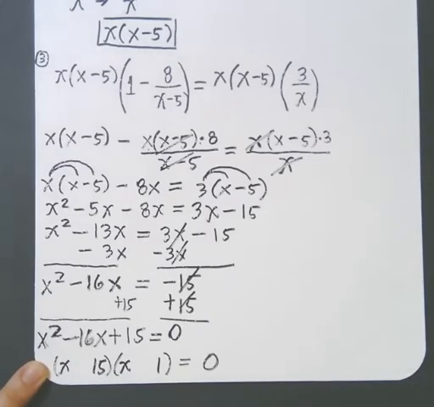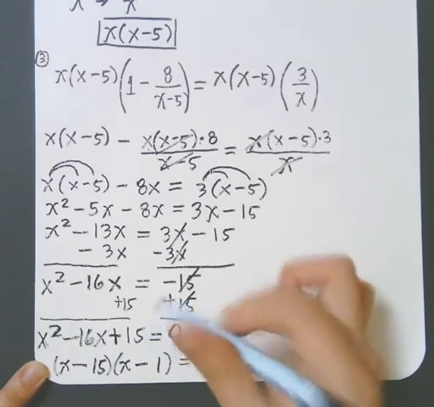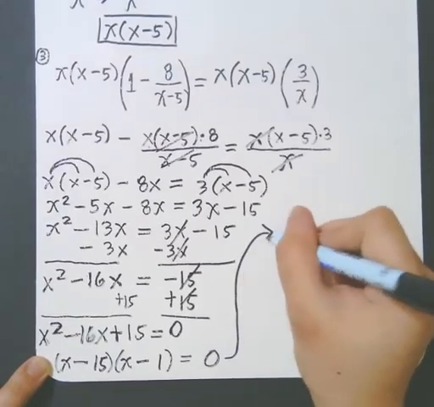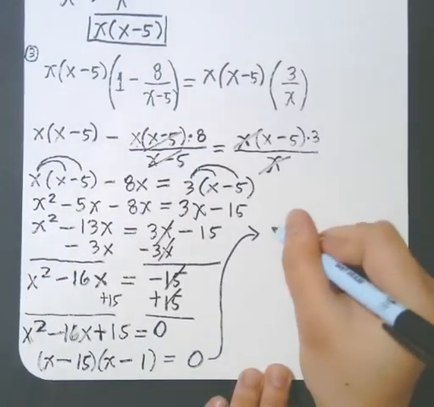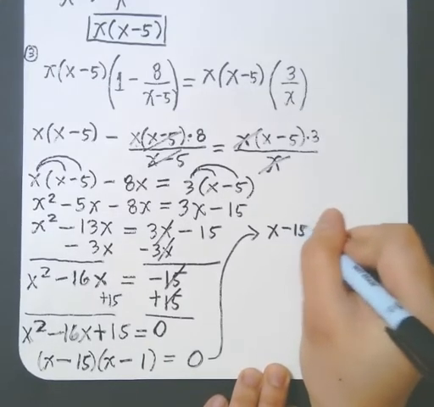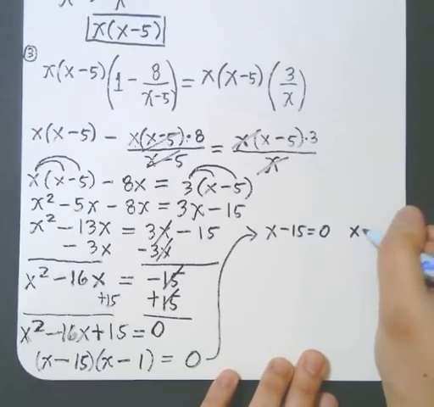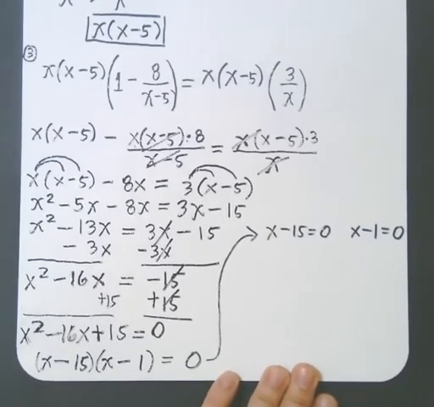Now we think of the signs. Since we have positive here, both of them should be negative, because negative 15 times negative 1 is equal to positive 15, and negative 15 added to negative 1 is negative 16. Let's continue to find the value of our solution. So I will write it here. We have x minus 15. Let's equate it to 0. And x minus 1, equate it to 0.